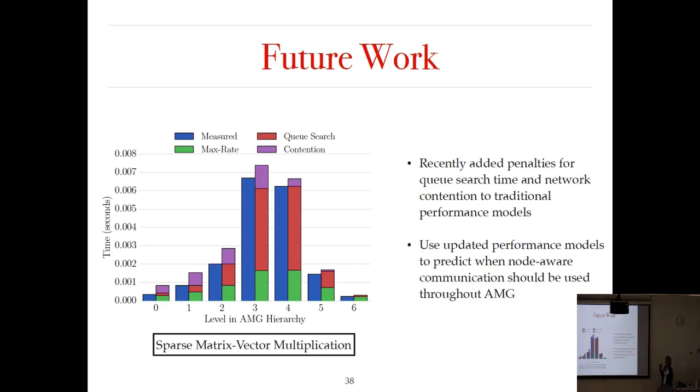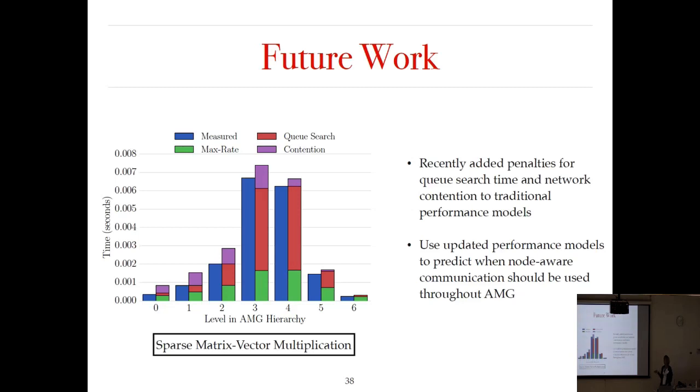Anyhow, we have these updated performance models. We would really like to use them to try and figure out when we should be using node-aware communication, because we don't want to use it on every level, and we don't always want to use it on every operation. So we would like to be able to predict when we should turn it on and when we should turn it off throughout our solver.